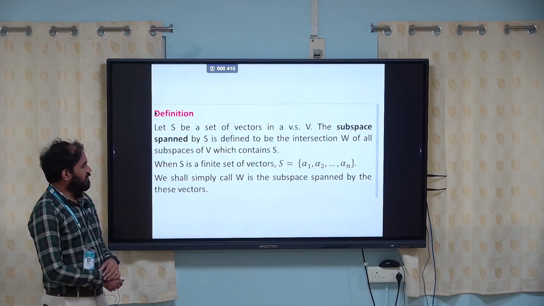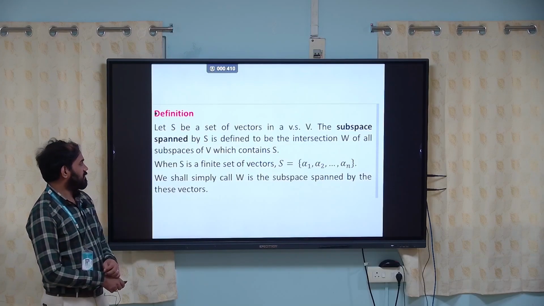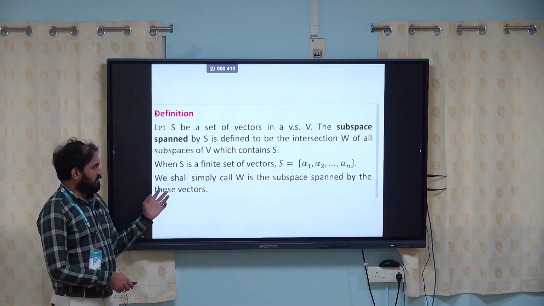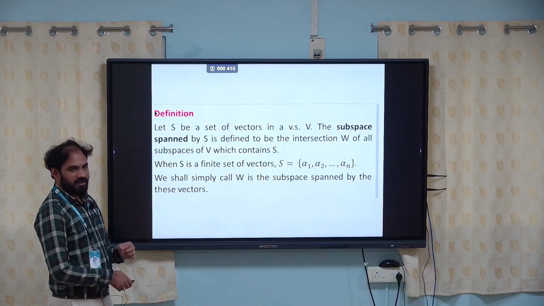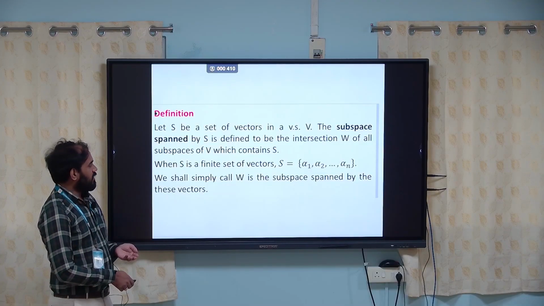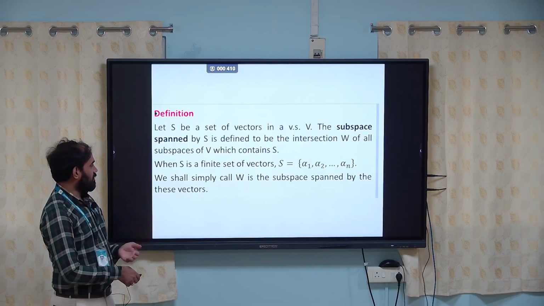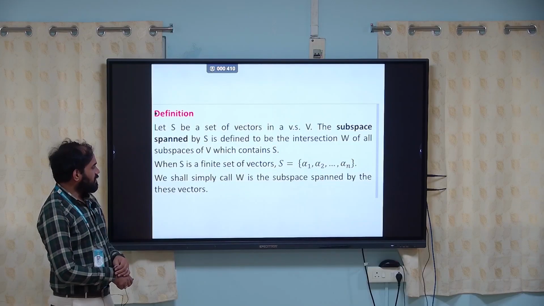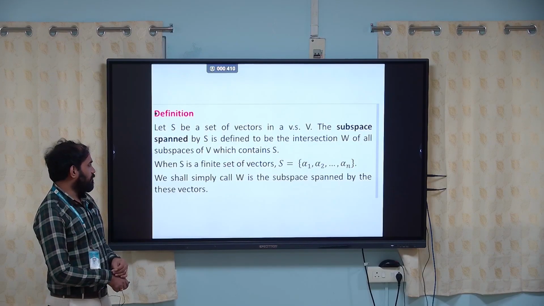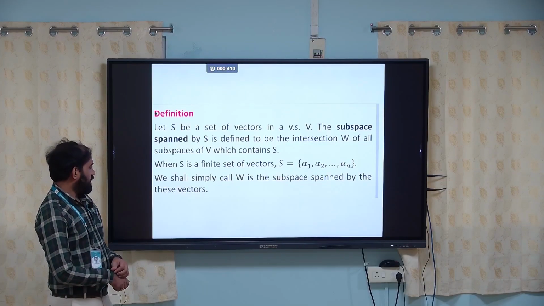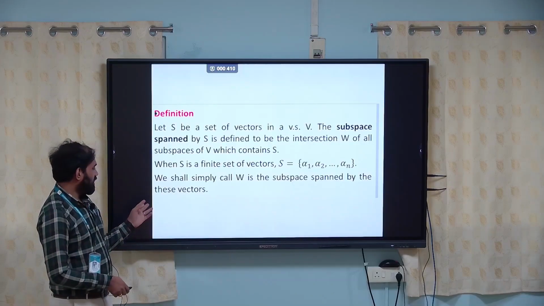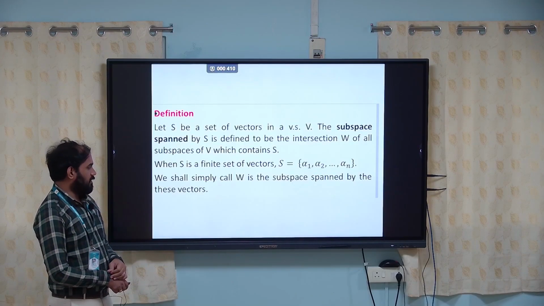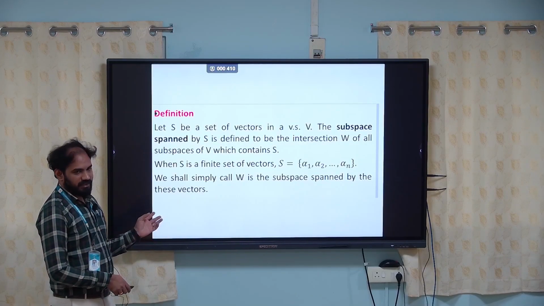Okay, next we can see the definition of a spanned subspace. Let S be a set of vectors in a vector space V. The subspace spanned by S is defined to be the intersection W of all subspaces of V which contain S. When S is a finite set of vectors, that is S equals alpha 1, alpha 2, up to alpha n, we shall simply call W the subspace spanned by these vectors.